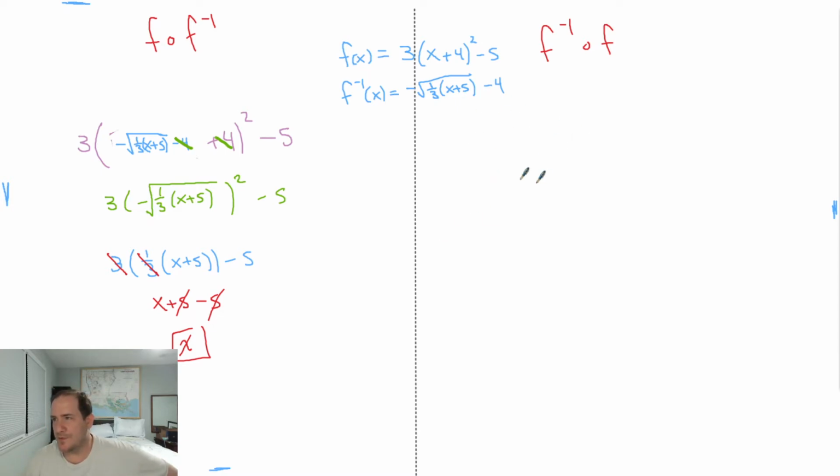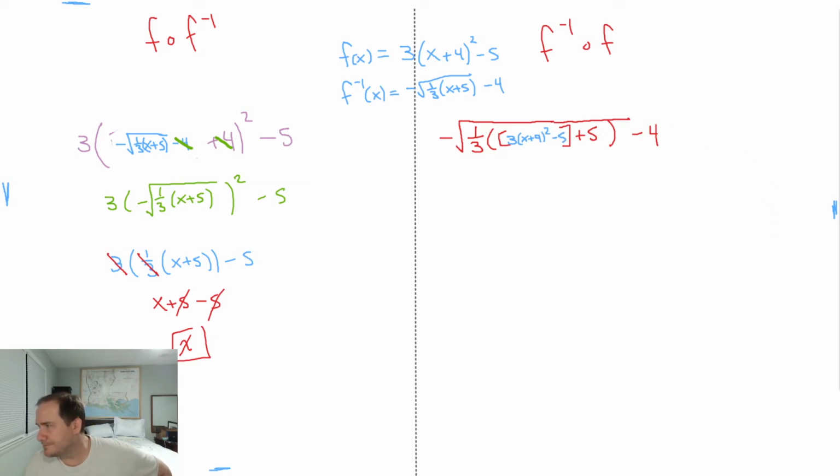So now we do it one more time, but this time the radical function is the outer function. So we'll go negative square root of 1/3 times bracket, plus 5, close parentheses, minus 4. So there's our outer function all set up. And then our inner function is the quadratic. So 3 times x plus 4 squared minus 5.